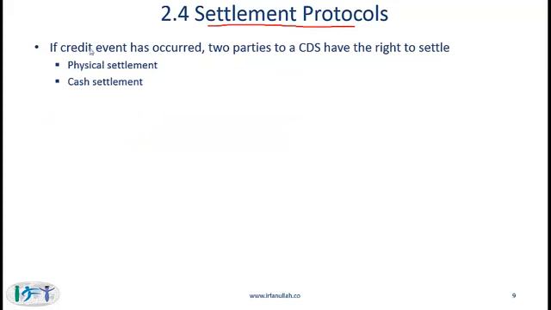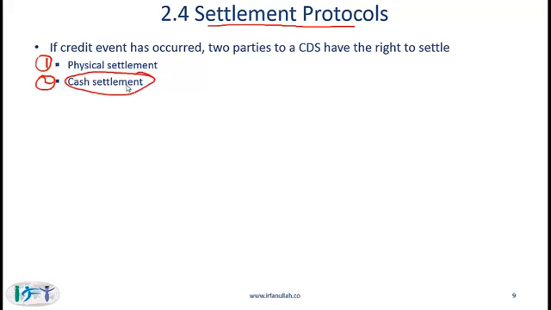Settlement protocols. If a credit event does occur, then the two parties to the CDS have the right to settle. There are two ways of settling. Either we can have a physical settlement or a cash settlement. With a physical settlement, the protection seller needs to deliver the underlying instrument. With a cash settlement, we determine the loss of the protection buyer, and then the protection seller compensates the protection buyer for that loss.